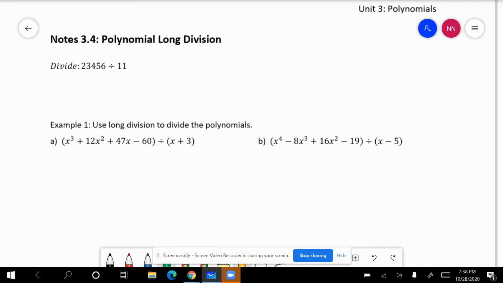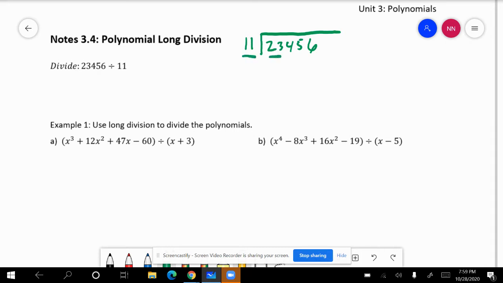What we're going to do is divide polynomials using long division. Before we get into the polynomials, I want to look at a regular long division problem. We're going to be dividing 23,456 by 11.